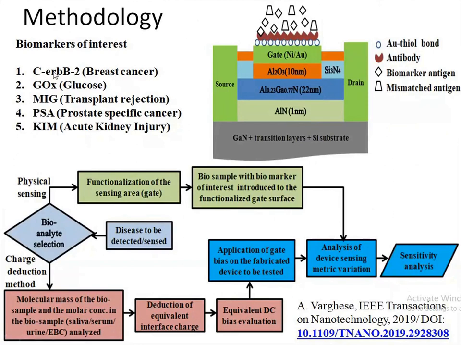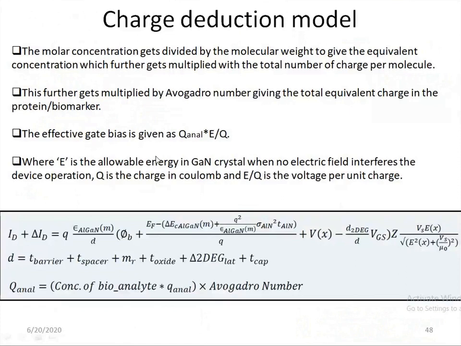I have done this experiment for 5 different diseases, which seem to be the most important, or most widespread, diseases that are increasing the mortality rate daily. I have tried these 5 diseases: breast cancer detection, glucose detection, transplant rejection, prostate specific cancer, and kidney injury detection. And this is a charge detection model. This model is not limited to these 5 applications; we can use the model for any application. We can find the sensitivity of the device using a MATLAB tool itself.